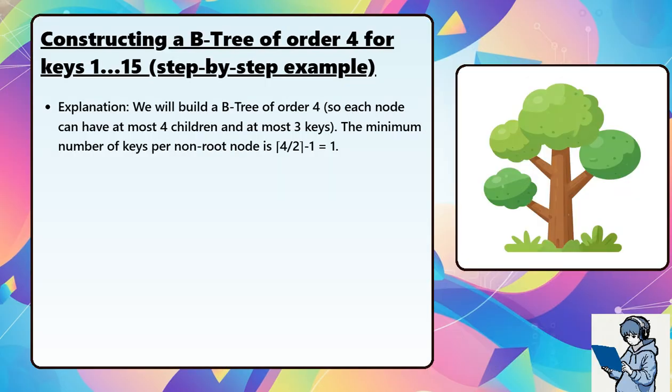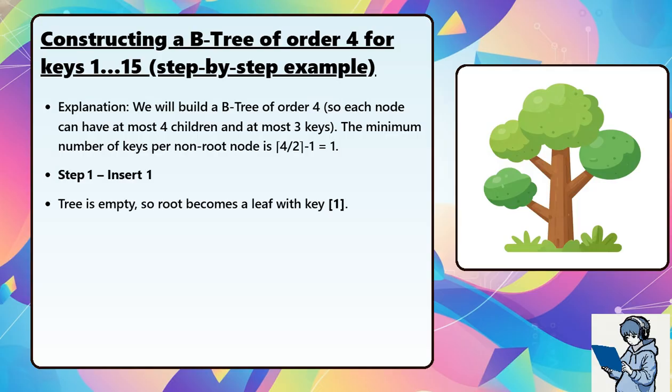Explanation: we will build a B tree of order 4, so each node can have at most 4 children and at most 3 keys. The minimum number of keys per non-root node is the ceiling of 4 divided by 2, minus 1, which equals 1. Step 1. Insert 1. The tree is empty, so the root becomes a leaf with the key 1. Step 2. Insert 2.